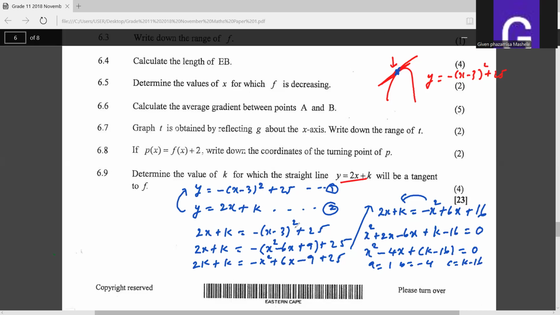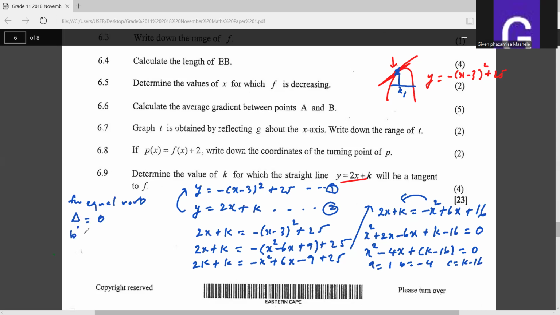Let me recheck. Okay, minus x squared plus 9 multiplying. Okay, fine. Plus 25 minus x plus 6. Okay, fine. This is fine. So we know if two graphs are intersecting at one point, it means they will have the same root, x values. Since they will be having equal roots, for equal roots, the discriminant should be 0. We're using nature of roots.